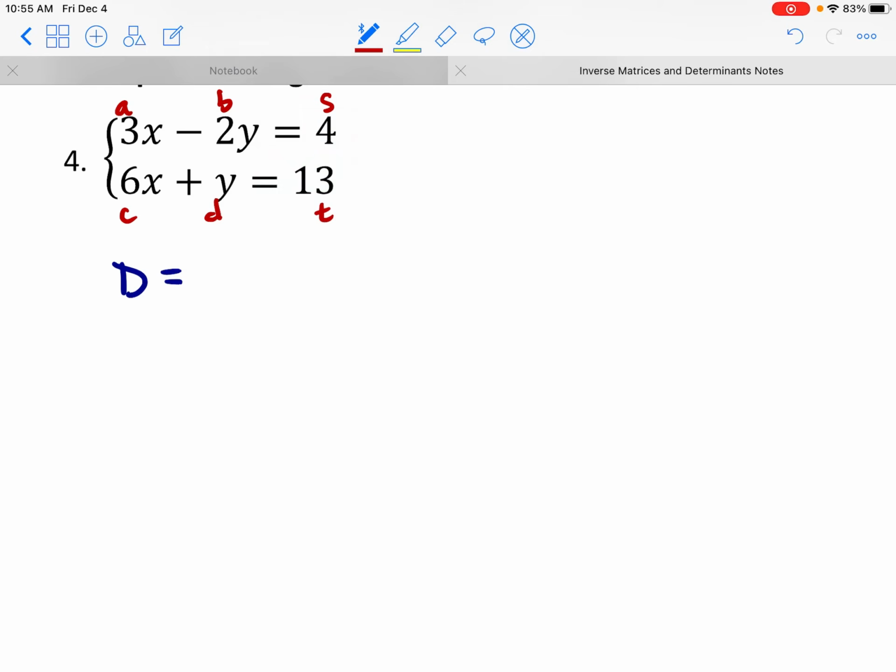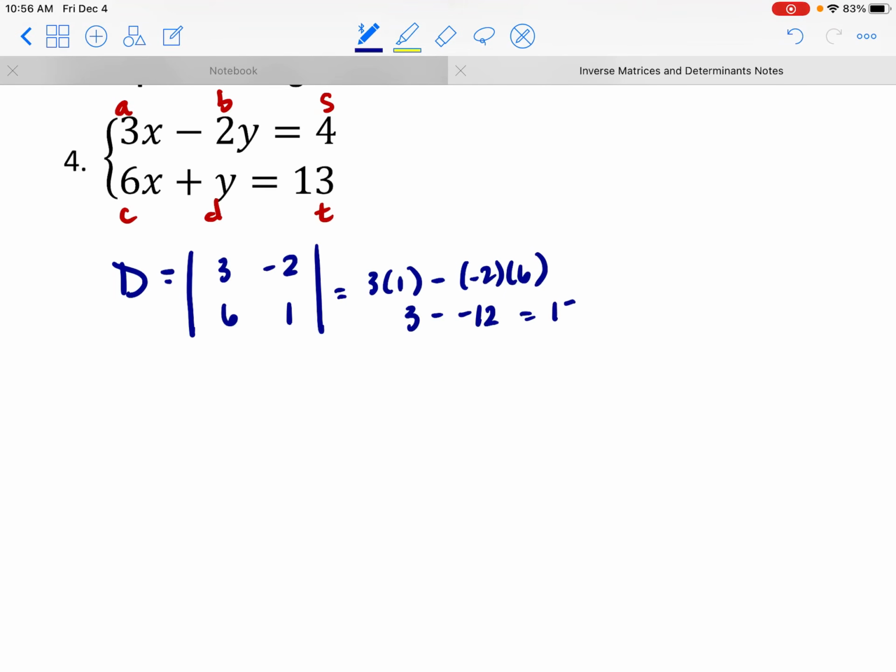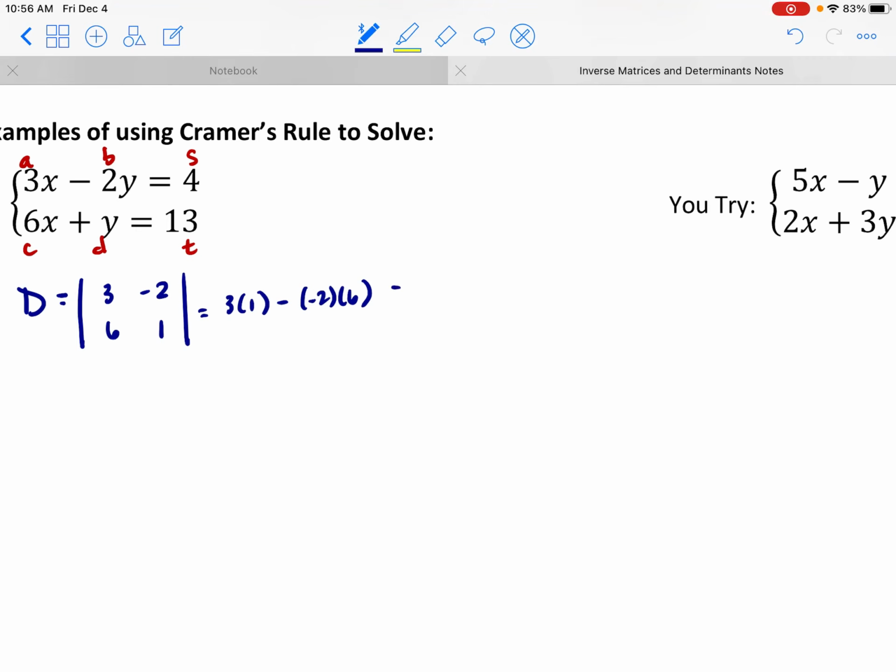So our overall determinant is going to be using the 3, -2, 6, and 1. It's just going to use the coefficients, not the constants. So again, 3, -2, 6, and 1. And we're going to cross multiply and subtract. So 3 times 1 minus -2 times 6. So 3 minus a -12, or 3 plus 12, is going to make 15 here. So our overall determinant is going to be 15.